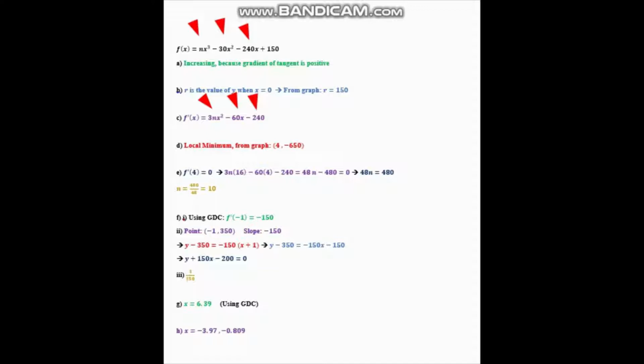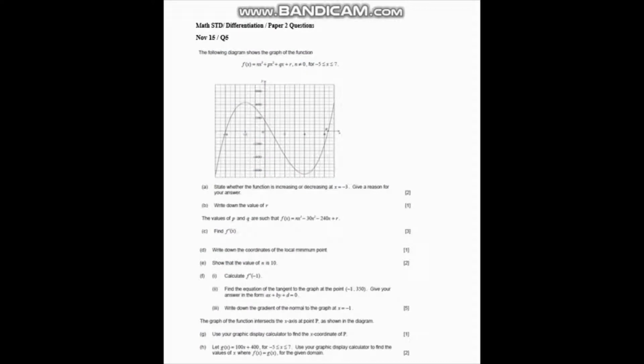Next, I want to find the local minimum in question D. Write down the coordinates of the local minimum point, which is this point right there. So I get the coordinates from the graph. The x coordinate is 4 and the y coordinate is negative 650. So just take a look again at the point and try to find from the x and y axes what the coordinates of the minimum point are.